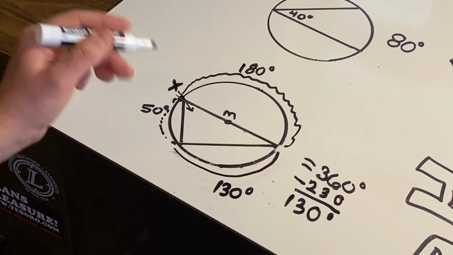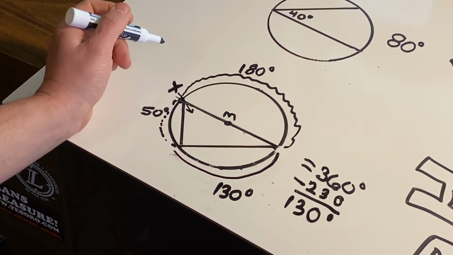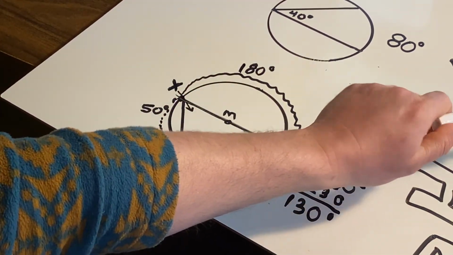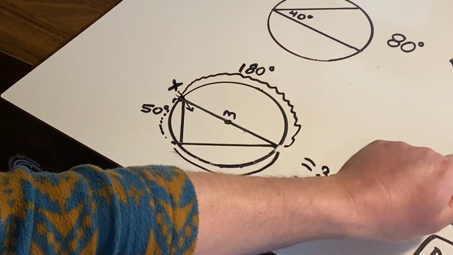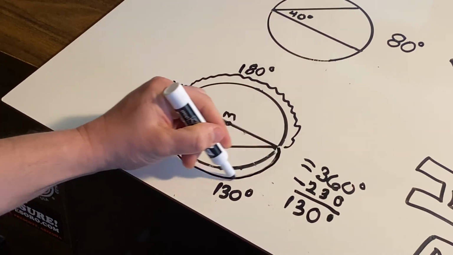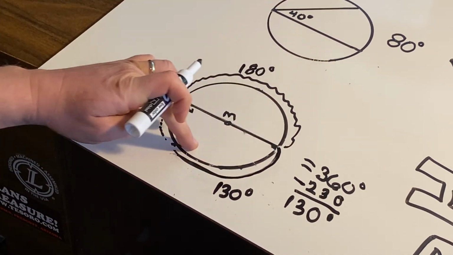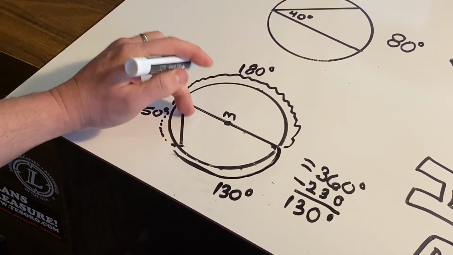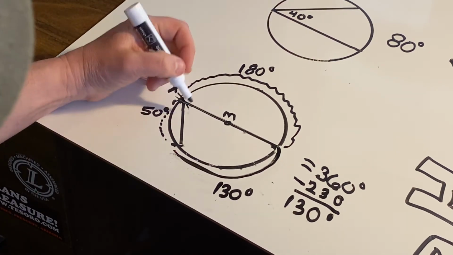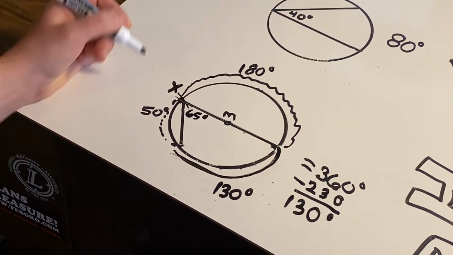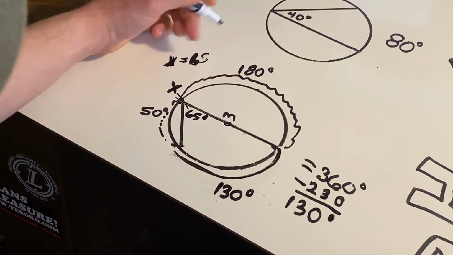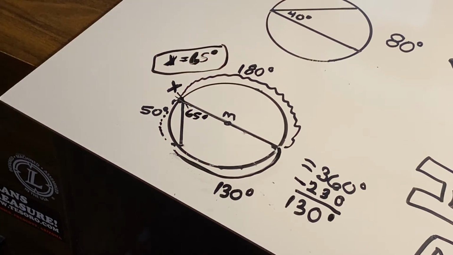And now we need to look at finding x. So, working with an inscribed angle, we know that the measure of an inscribed angle is 1/2 the measure of its arc. So if this arc is 130 degrees, then x would have to be half of 130. 130 divided by 2 is 65. So x is going to be 65 degrees. X is equal to 65 degrees, and that is going to be your answer.